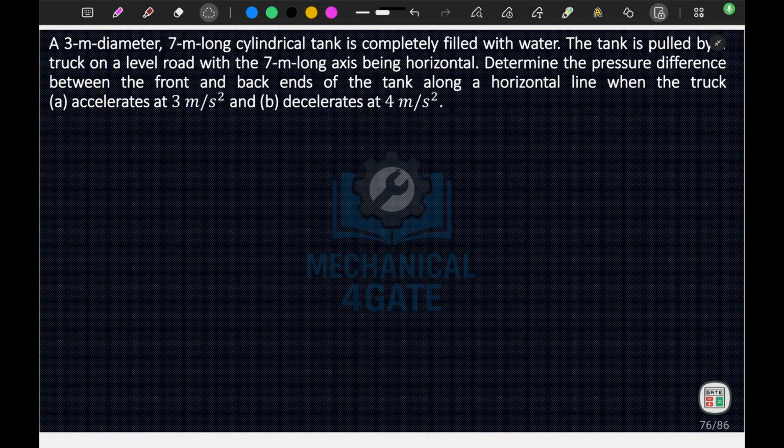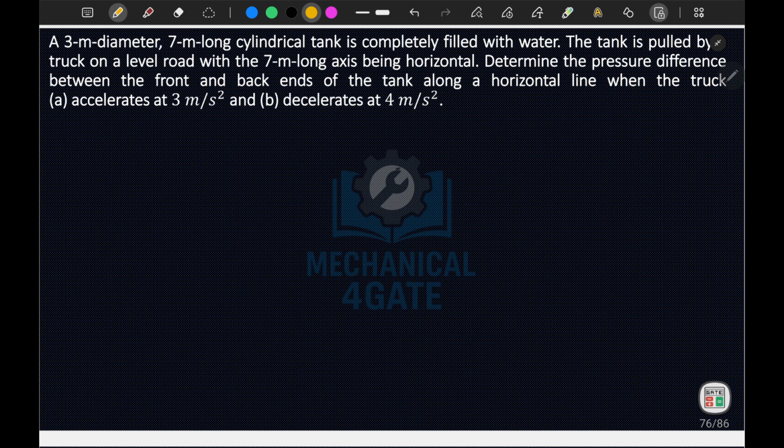In this question, it is mentioned that a 3 meter diameter and 7 meter long cylindrical tank is completely filled with water. The tank is pulled by a truck on a level road with the 7 meter long axis being horizontal. Determine the pressure difference between the front and back end of the tank along a horizontal line when the truck accelerates at 3 meter per second square and decelerates at 4 meter per second square.